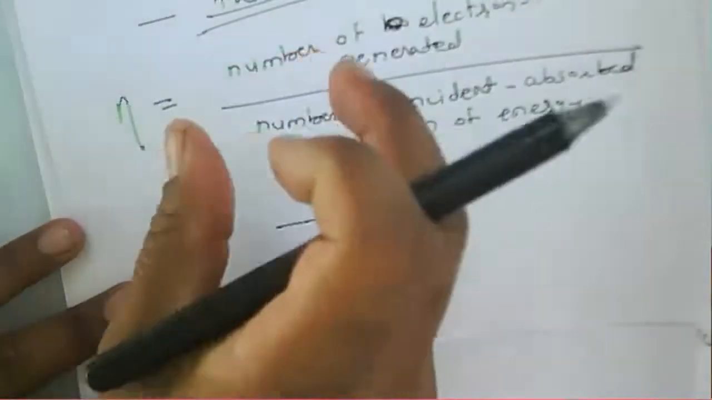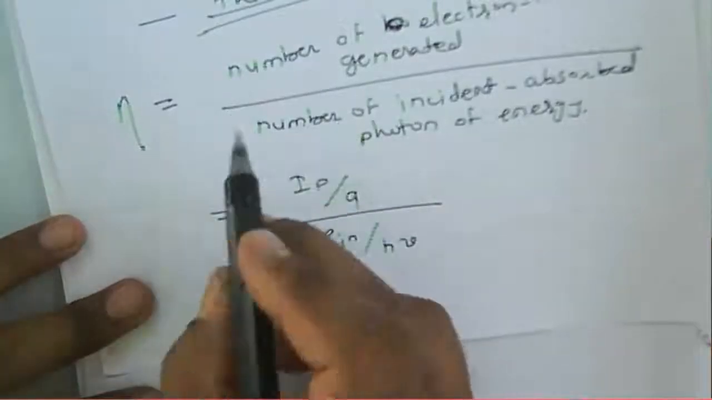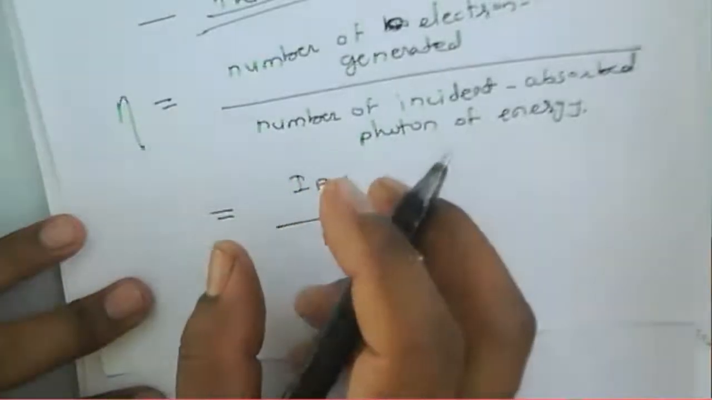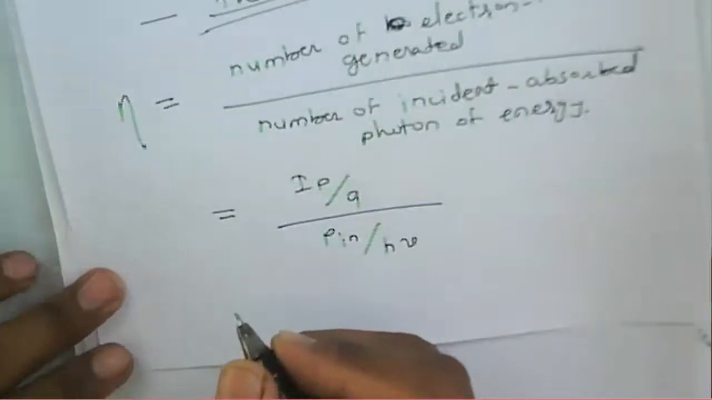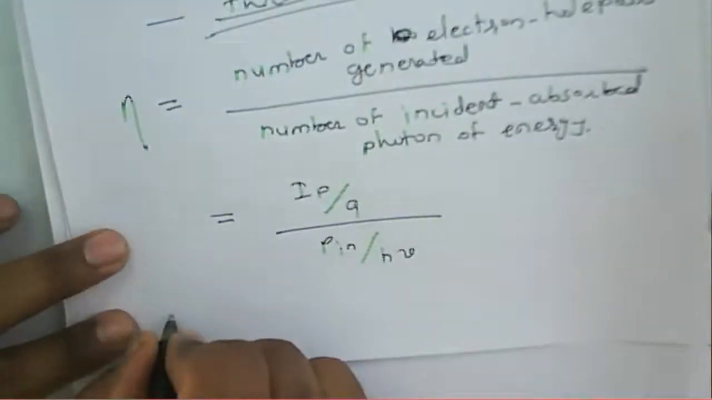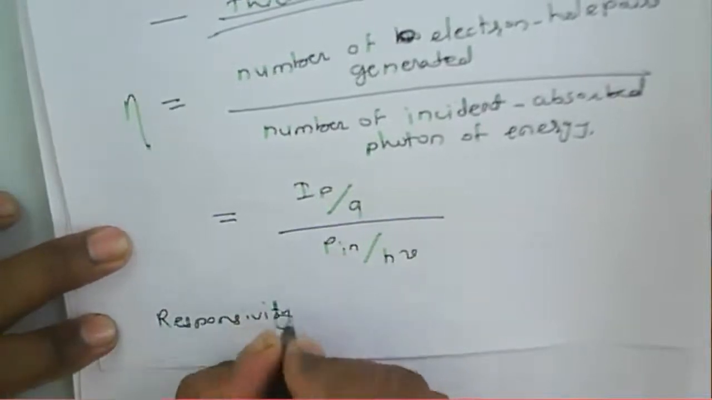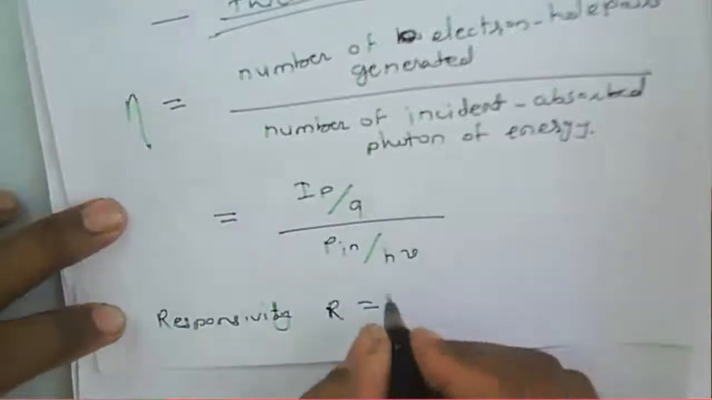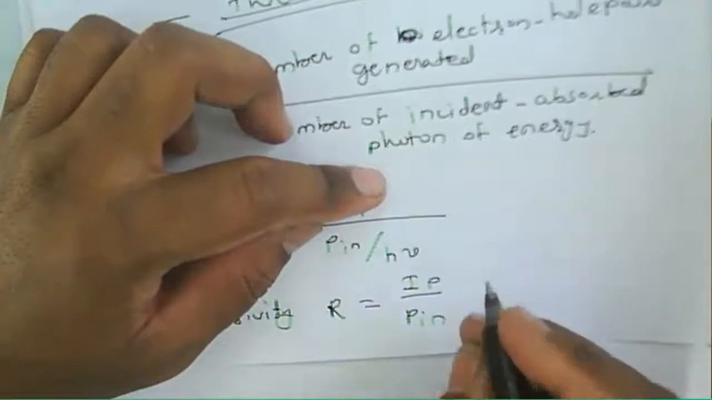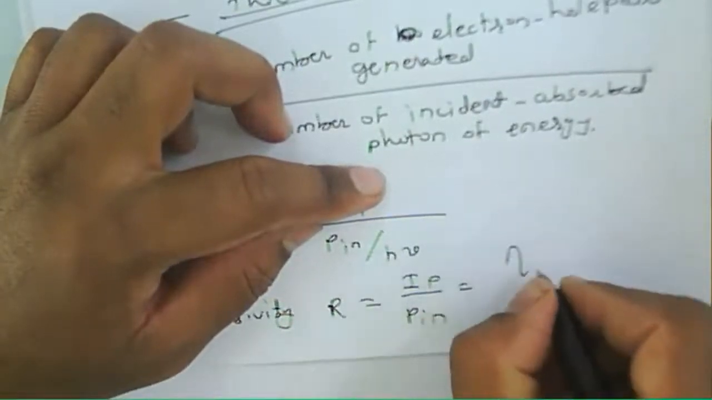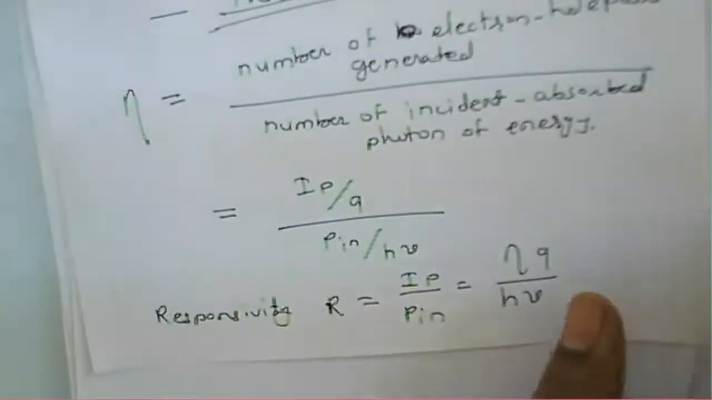And the carrier drift time will determine the response speed of the diode. So based on this, we can find out the responsivity. The responsivity R is equal to I_P by P_in, or we can say that ηq by hν. That is about the responsivity.